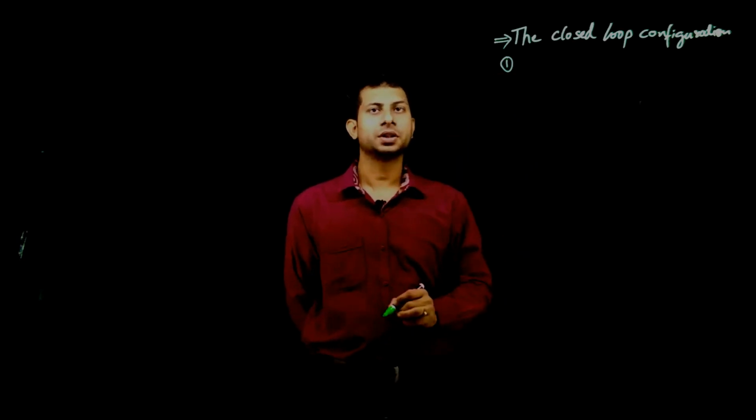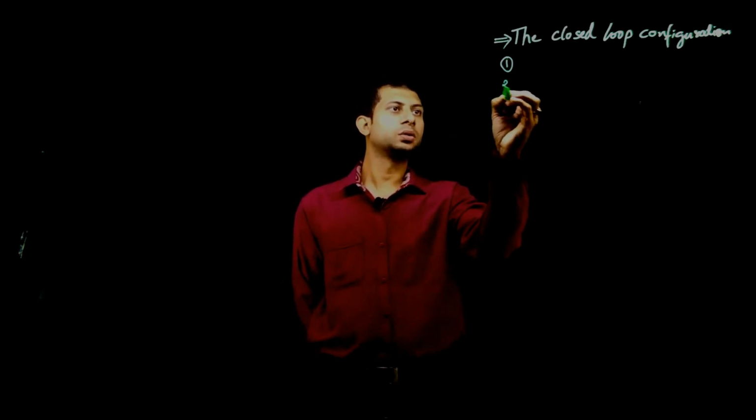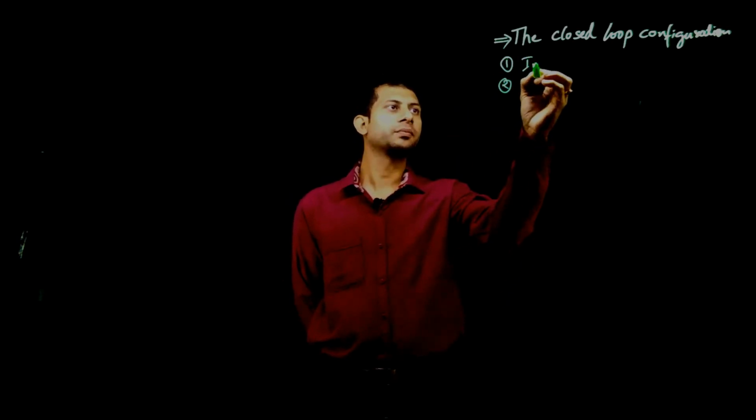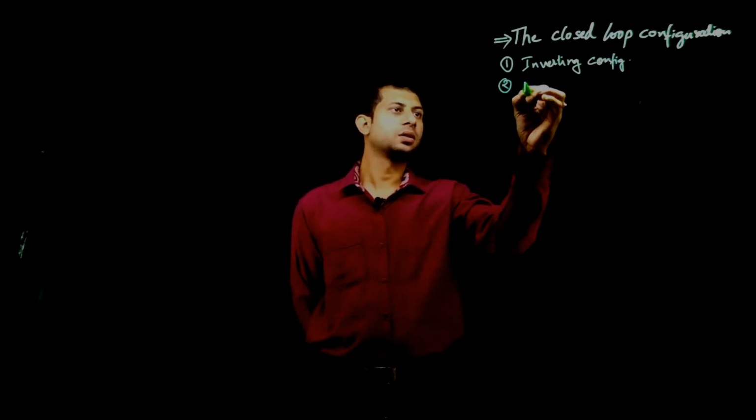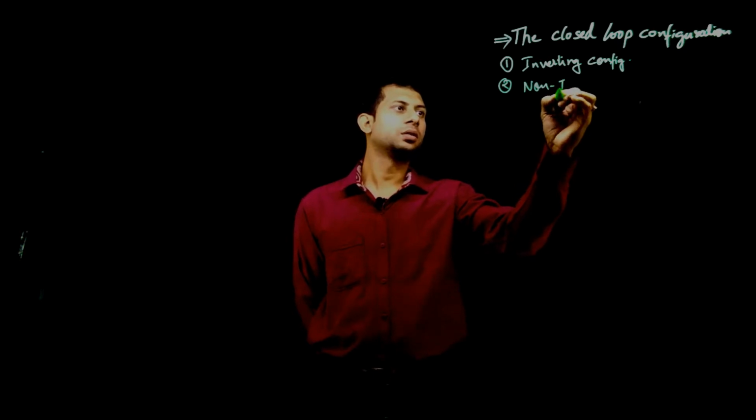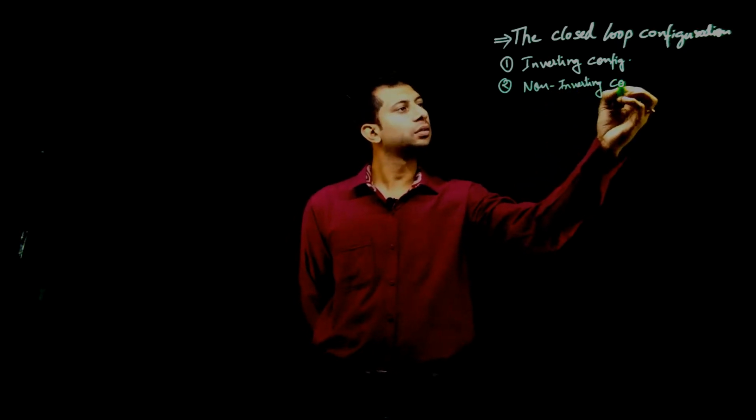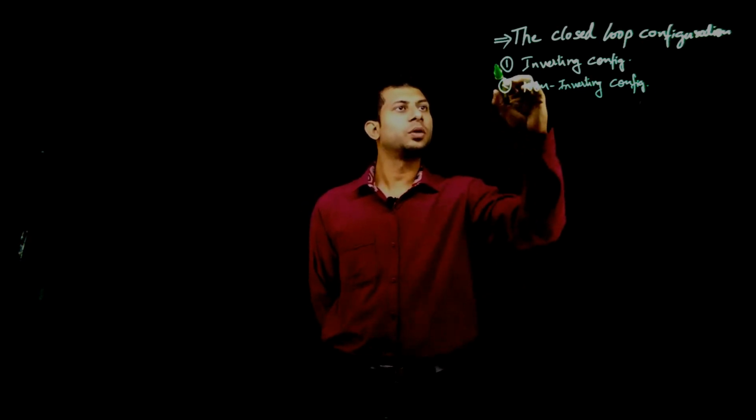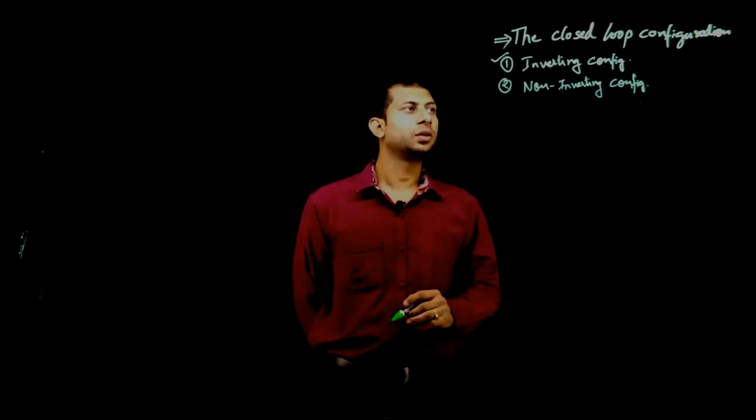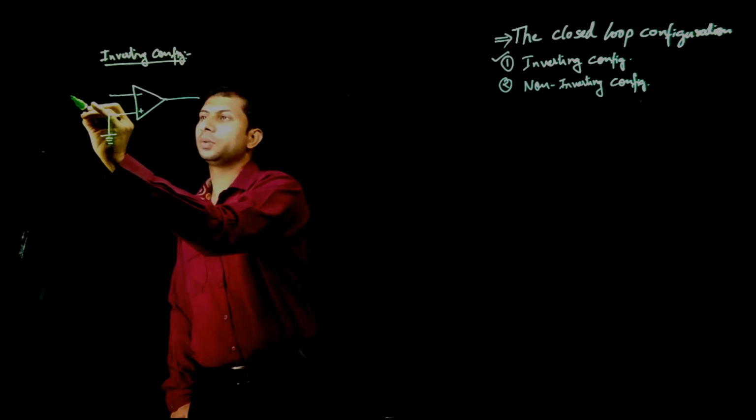Let's start. There are two types of configuration in closed loop. One is known as inverting configuration, and the next one is non-inverting configuration. We will discuss them one by one. First of all, we take the inverting configuration.